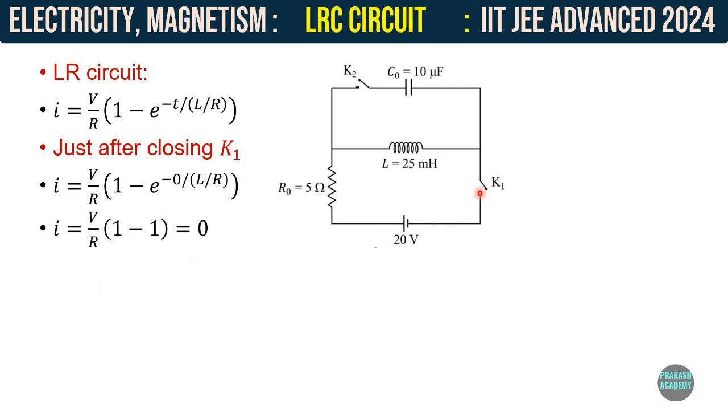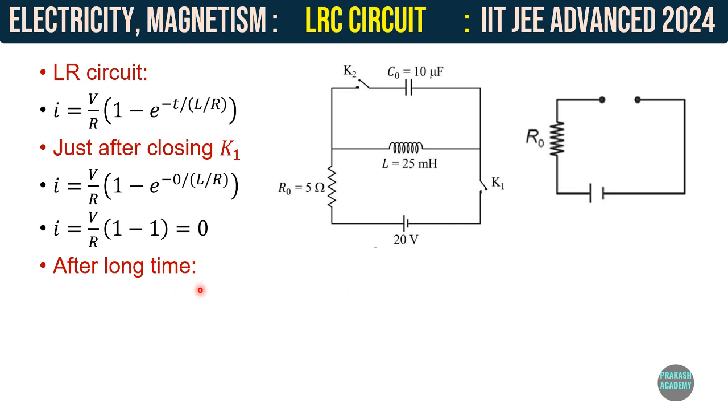So, this means just after closing this switch, the current in this resistor is 0. That is, the value of I1 is equal to 0 as asked in the problem. Basically, just after closing this switch, this circuit will look something like this. You will have a battery and a resistor, and this inductor will basically resist all the potential so that there will be no current. So, it is like an open circuit, and there will be no current.